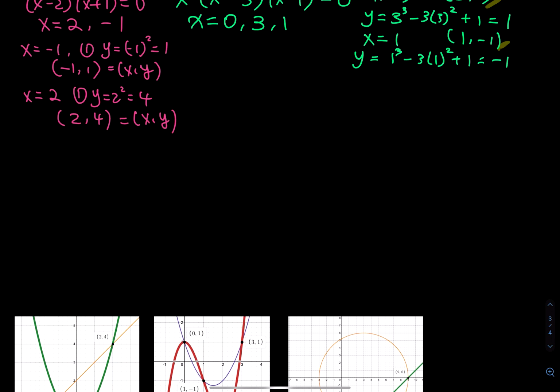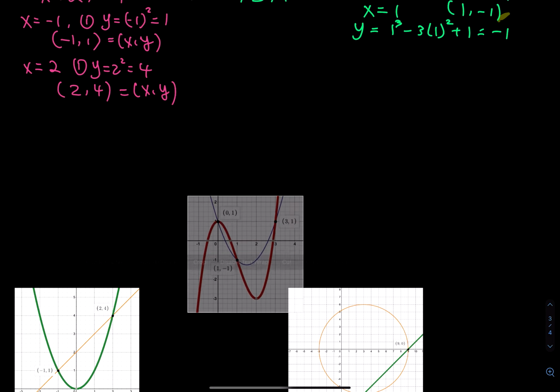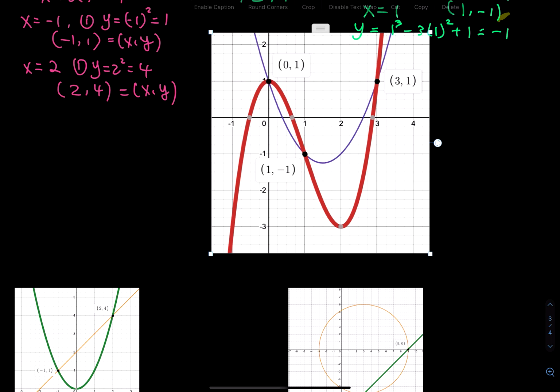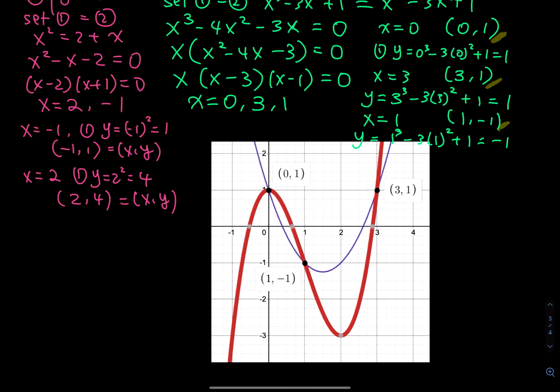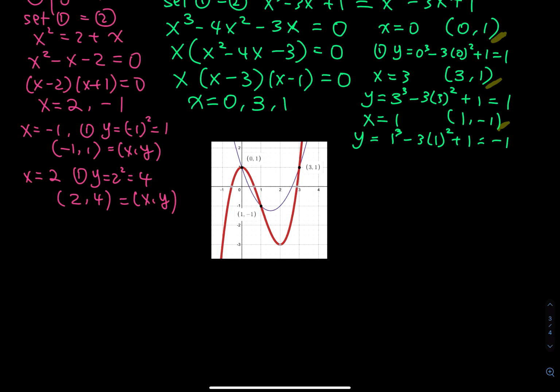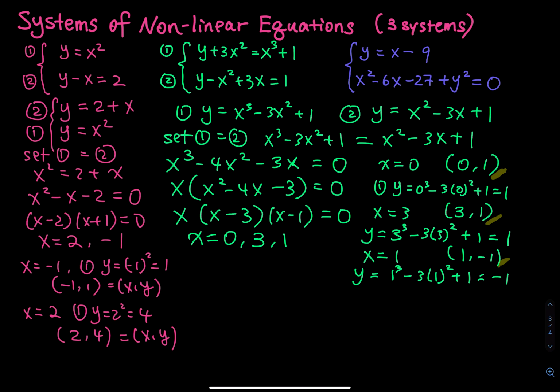So when I look all the way down, this is the graph. So we have a third degree, which is the red curve, and then we have a parabola. Do you see that the parabola and the red curve intersect at 3 points, which is 0, 1, 1, negative 1, and 3, 1. So the solutions you found are the intersections of these curves. Okay, so that is the second system. Let's put the graph back, and then let's move on to the last system.